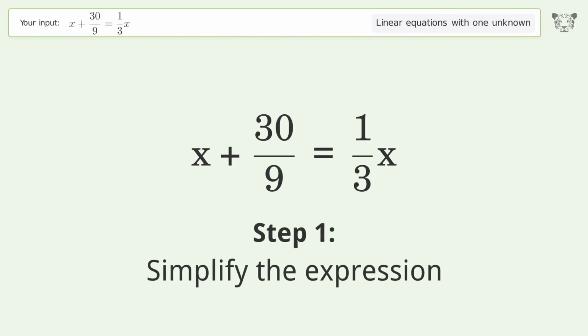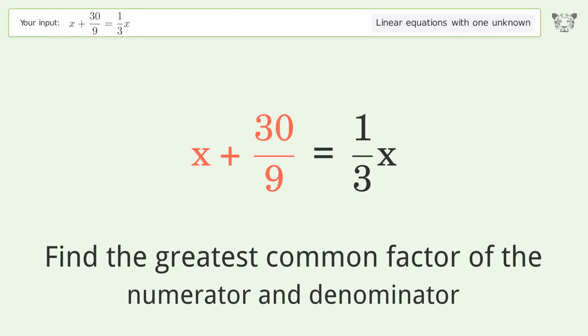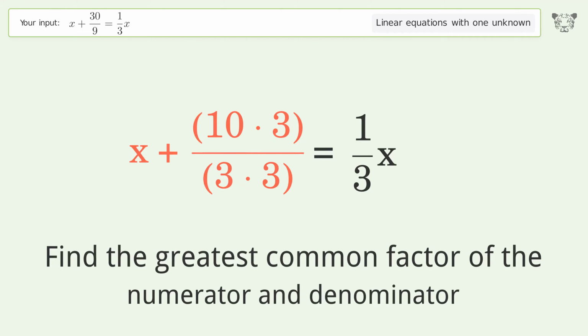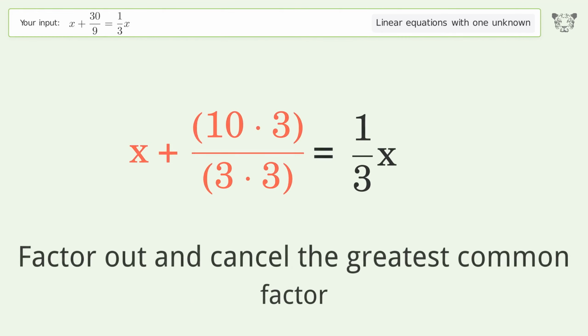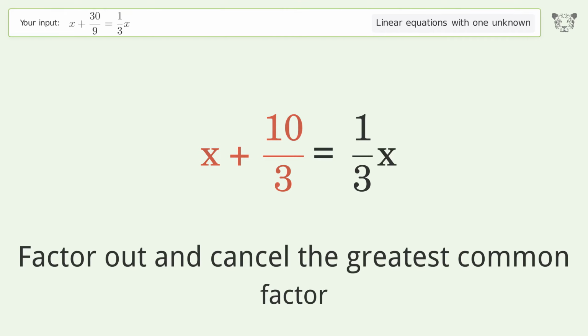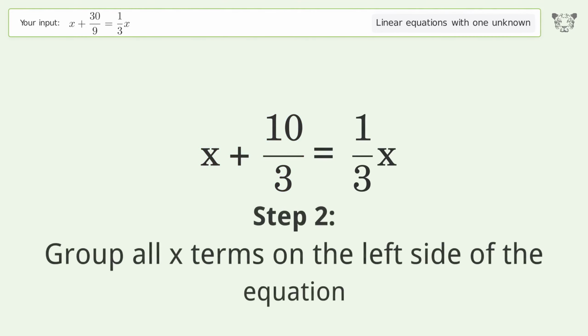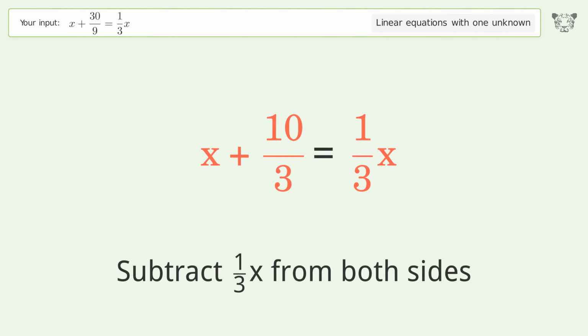Simplify the expression. Find the greatest common factor of the numerator and denominator. Factor out and cancel the greatest common factor. Group all x terms on the left side of the equation. Subtract 1/3x from both sides.